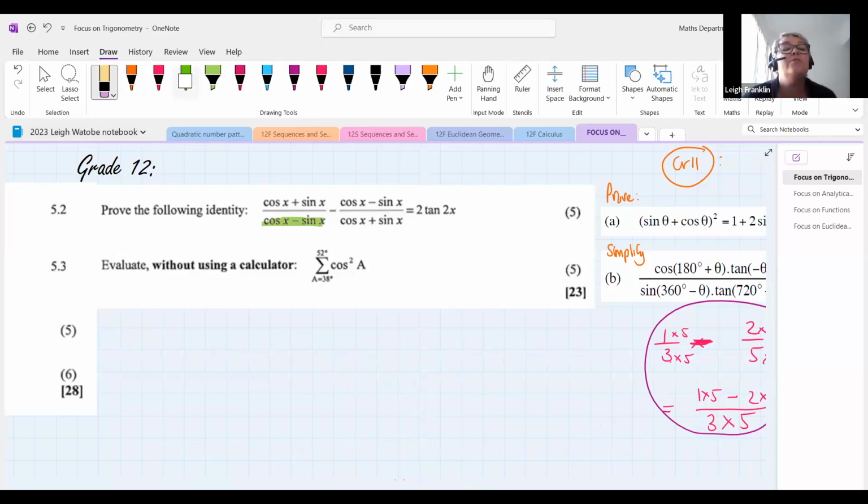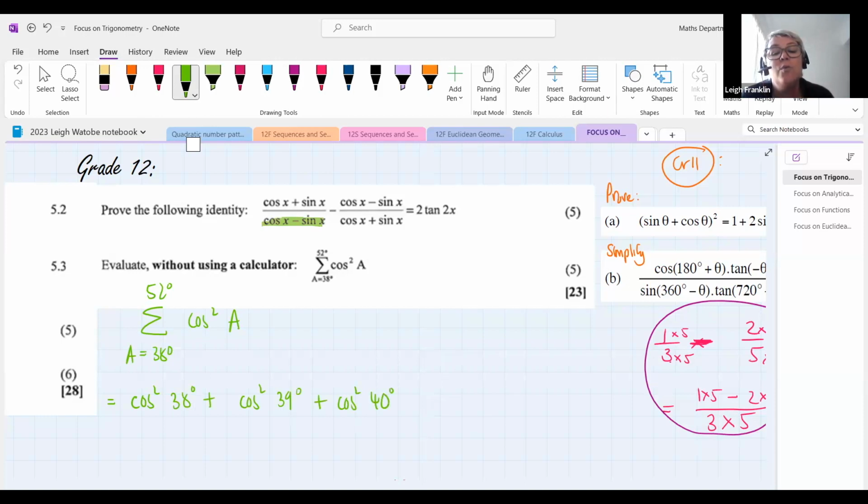Okay, so evaluate without using the calculator. Here we've got the sum from A equals 38 to 52 of cos squared A. We know from sigma notation that the number at the bottom is where we start subbing in, and the number at the top is where we end. So subbing into our series, we'd end up with cos squared 38 plus cos squared 39 plus cos squared 40, and we would go on until eventually we got to cos squared 51, cos squared 52, like so.